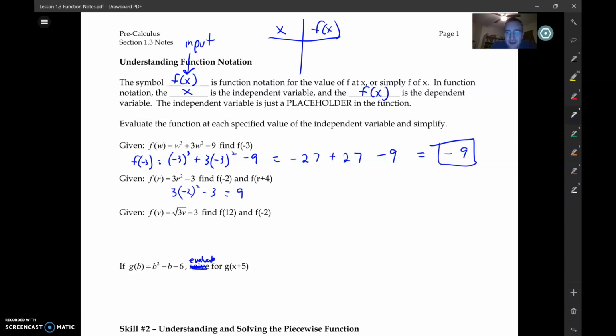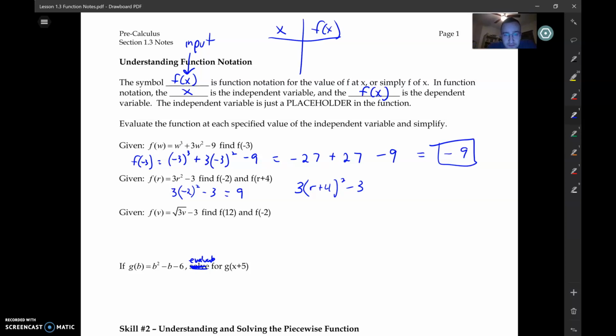But then look at this one. This tells you to find f of r plus 4. r plus 4 is your input. That becomes your x, your independent variable. So I'm going to literally take r plus 4 and put it into the variable slot. Let me show you what I mean. Instead of 3r squared minus 3, I'm going to replace this r with an r plus 4. So it would actually be 3 times (r plus 4) squared minus 3. That is what I need to simplify.